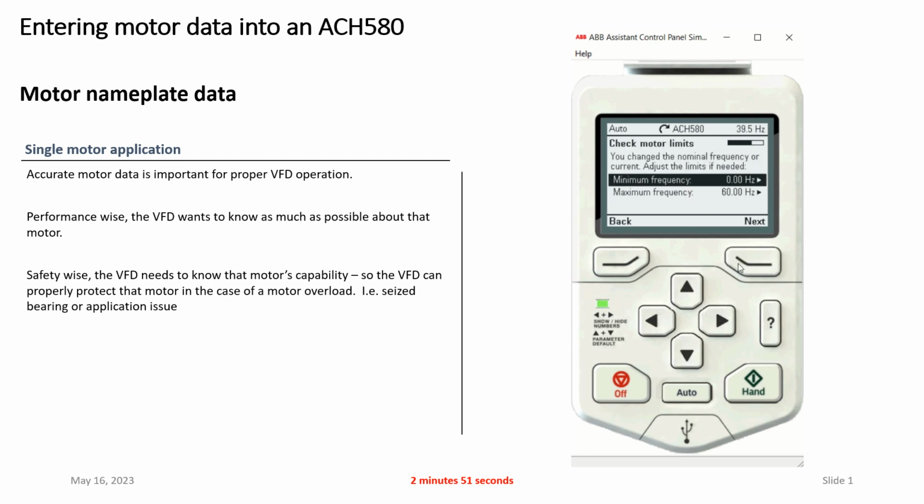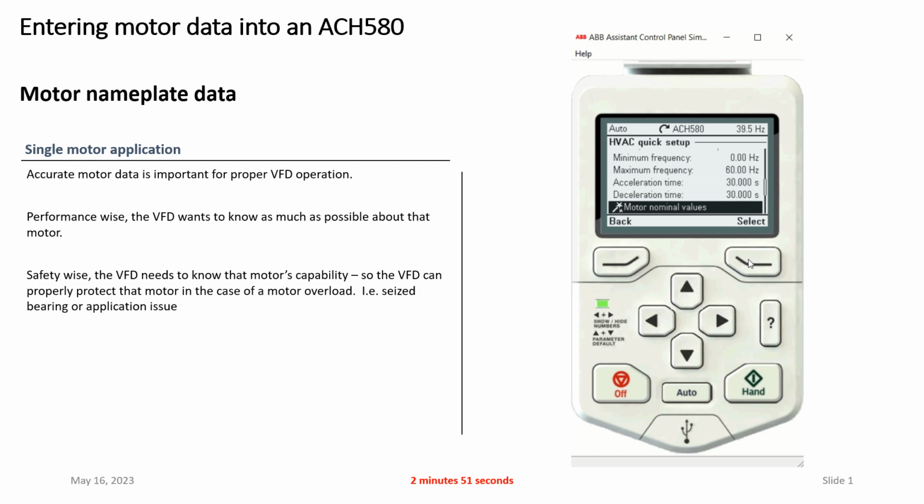If I wanted to put some limits on my motor here, maybe I don't want my motor to go below 15 hertz. Maybe I don't want my motor to go above 60 hertz in this application. I can put limits here. Those are optional based on the application needs. Hit next, and it's letting me know, hey, I'm done. Are you ready to save it? Yep, go ahead and save that data.